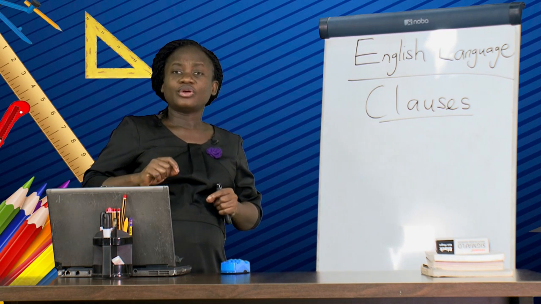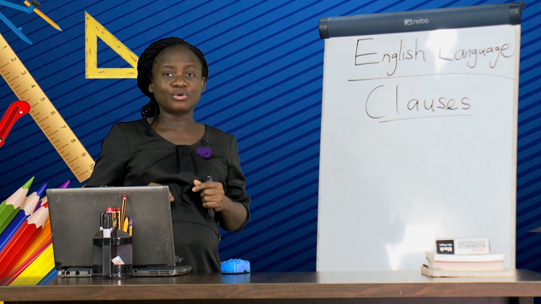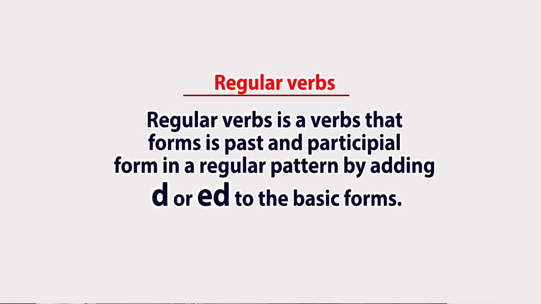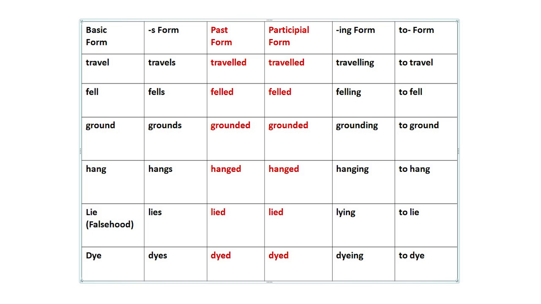That takes us to another concept in the English language called regular or irregular verbs. It is important for us to be able to differentiate between regular and irregular verbs so that we'll not get confused when we're trying to identify clauses. A regular verb is a verb that forms its past and participial form in a regular pattern by adding D or ED to the basic form. In this table, the past and participial form of the word travel is simply formed by adding ED to the basic form.